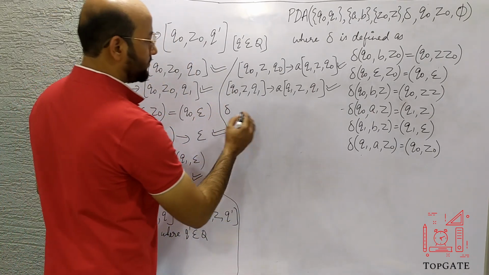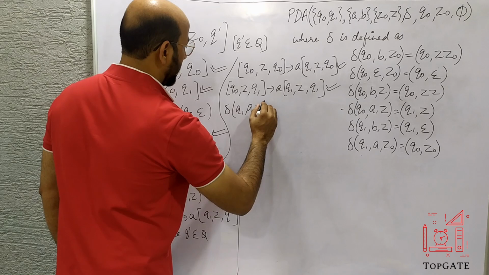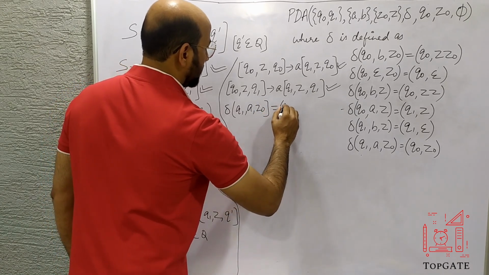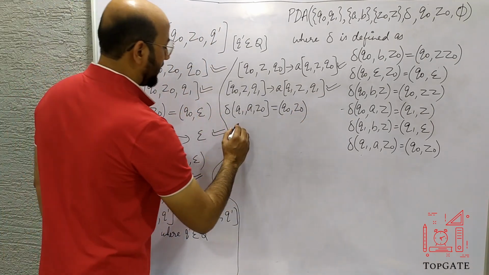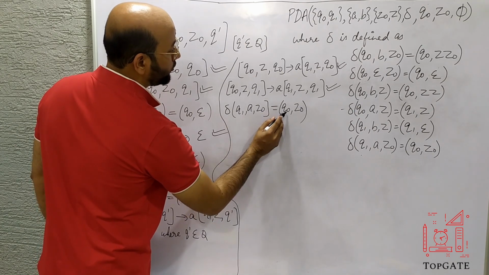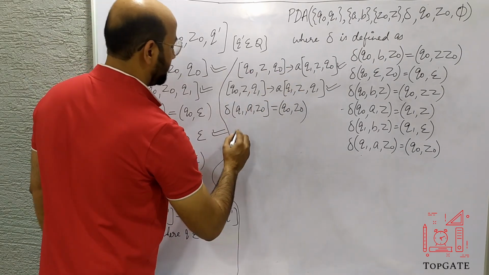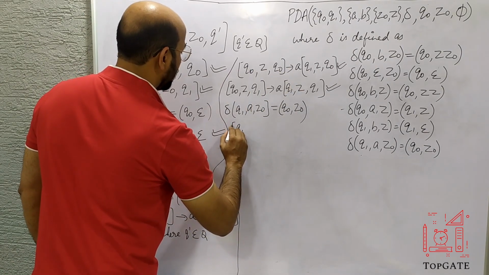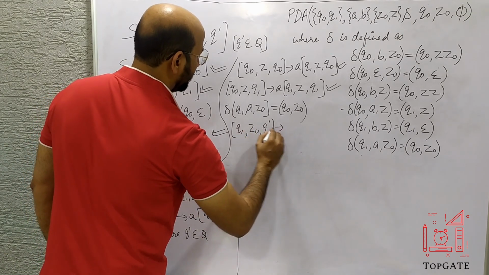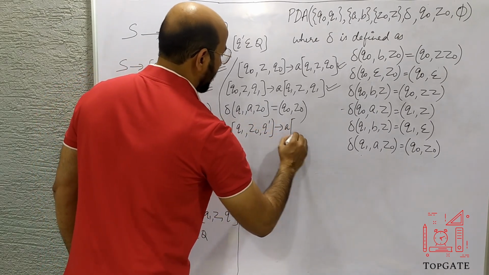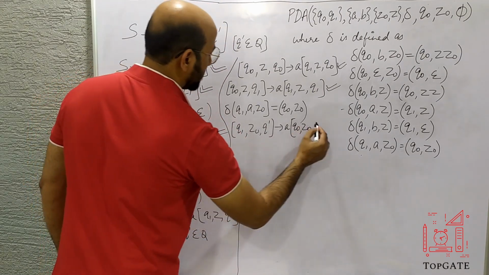Okay, so the next one is delta(q1, a, Z0) = (q0, Z0). Now how do we write this? The same method again: [q1, Z0, q'] gives a into [q0, Z0, q'], again. Okay, so I'll write it as [q1, Z0, q'] gives A into the whole thing [q0, Z0, q'].